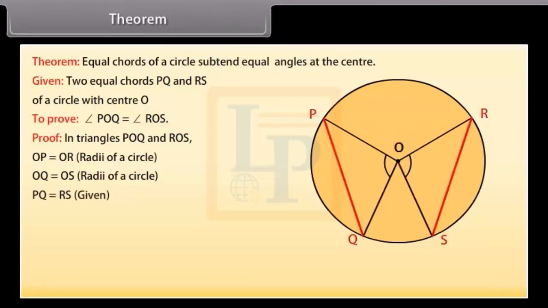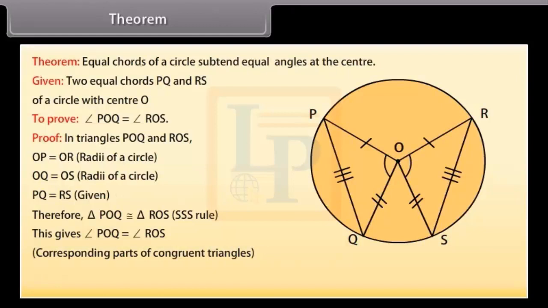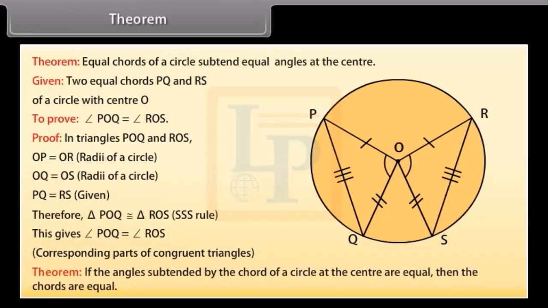PQ is equal to RS, given. Therefore, by the SSS congruence rule, triangle POQ is congruent to triangle ROS. This gives angle POQ is equal to angle ROS because corresponding parts of congruent triangles are congruent. The next theorem is the converse of the above theorem. It says that if the angles subtended by the chords of a circle at the center are equal, then the chords are equal.